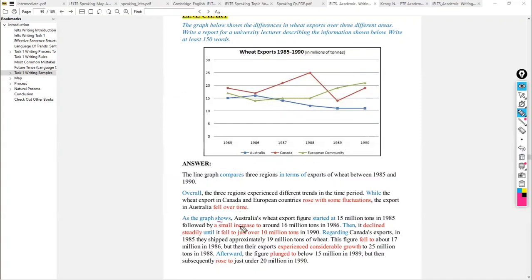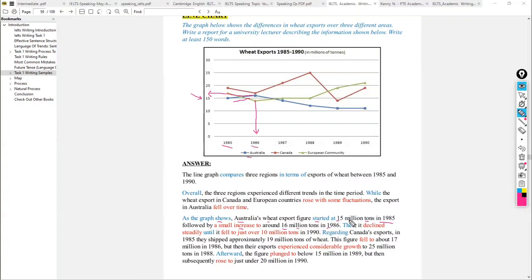As the graph shows, Australia's wheat export figure started at 15 million tons in 1985. Now I'm talking about Australia. This was followed by a small increase to around 16 million tons, as we said, in this date.